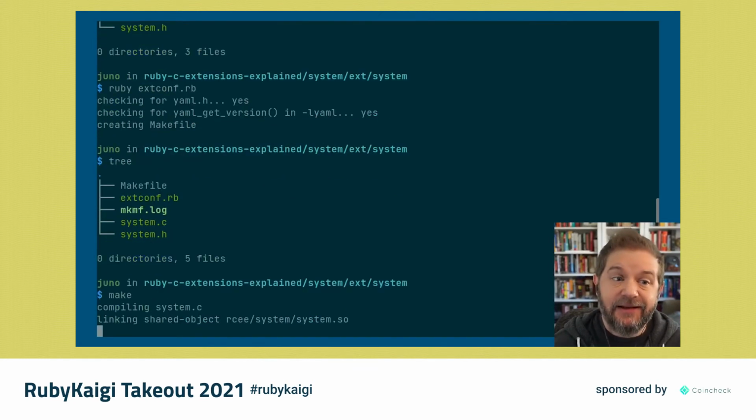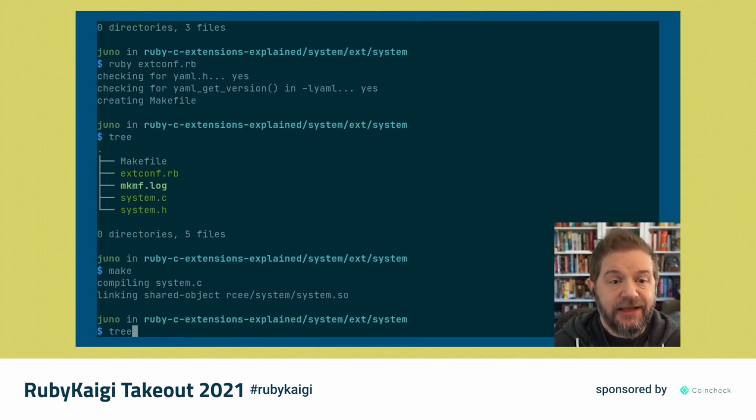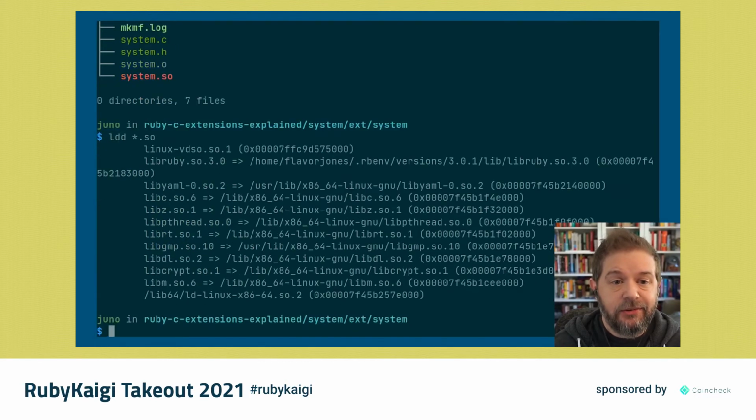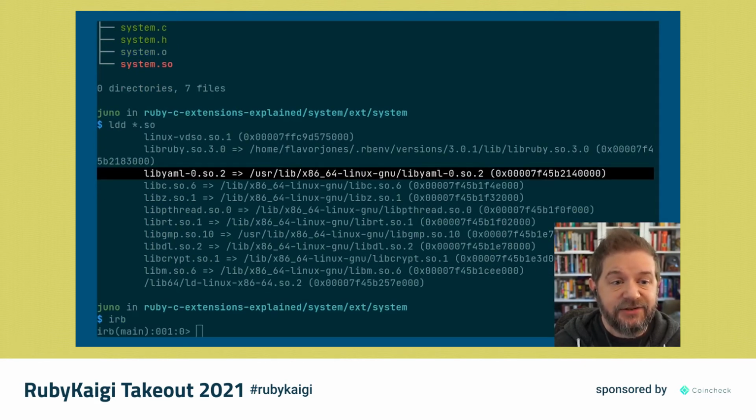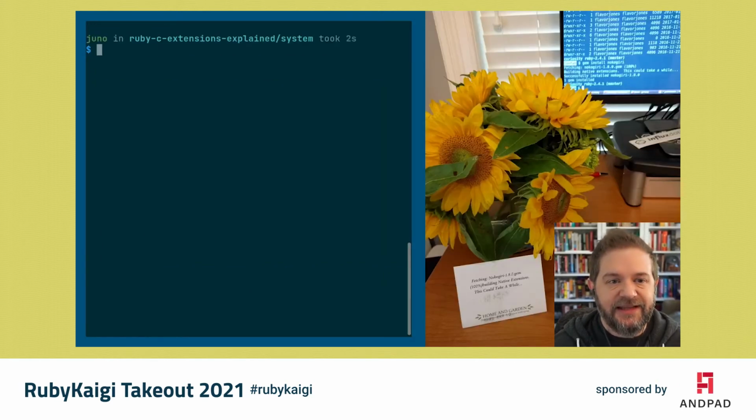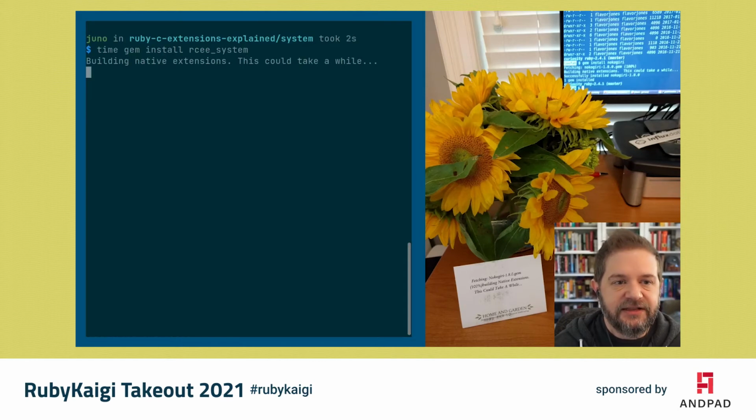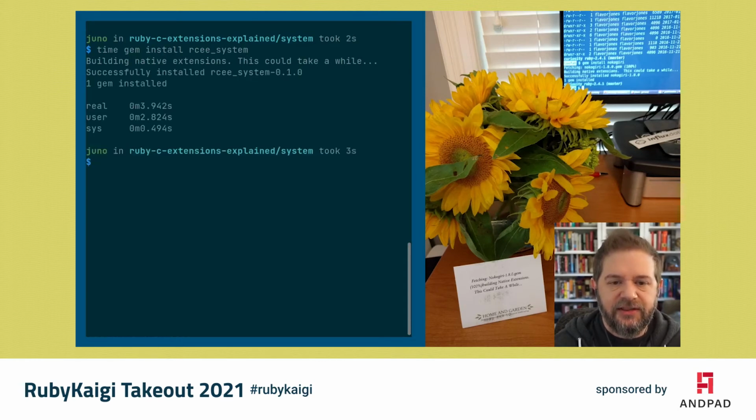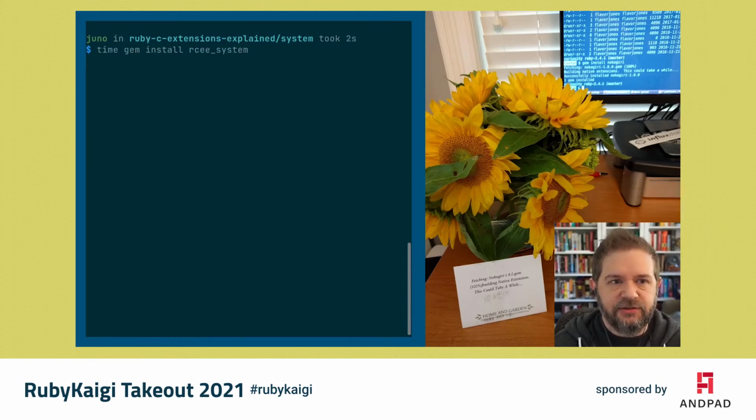I can see that the makefile is there. I'll run make. I'll generate a system.so. I can see that it's actually got a reference to libyaml.so in there. Which means that I can probably require it, and I can run our method and call our C function, demonstrating that all of this works. That's fantastic. Go ahead and install RCEE System yourself. You can see that it takes a little bit longer than the isolated gem did, but not too bad.